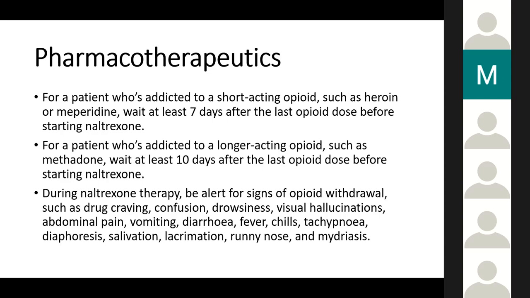So for a patient who is on, let's say, heroin, you have to wait at least 7 days after their last heroin dose before you give the naltrexone. And if it's a longer acting opioid, for example methadone, you have to wait for at least 10 days. When the patient is on the therapy, you have to be alert for the signs of opioid withdrawal, what they call cold turkey: drug craving, confusion, drowsiness, hallucinations, lacrimation, and all those other symptoms.